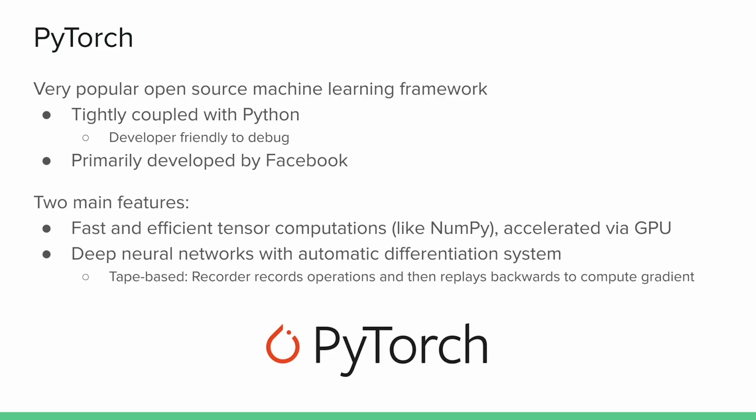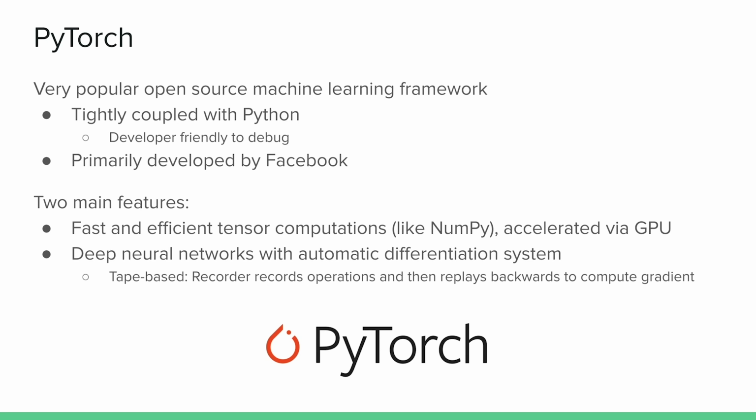The second very popular deep learning framework is PyTorch. It's again an open source machine learning framework that is tightly coupled with Python, therefore the name. It originated from Torch, which I think was written in Lua. Given this tight coupling between Python and PyTorch, it's really developer friendly and easy to debug because you can just set a breakpoint and step into the operations of the framework. It's primarily developed by the Facebook AI research team, and it has two main features.